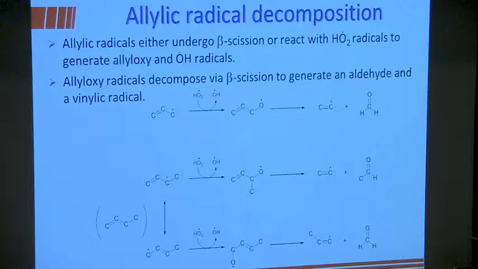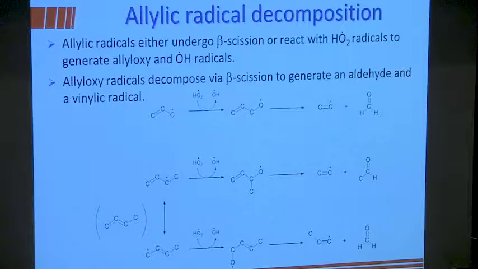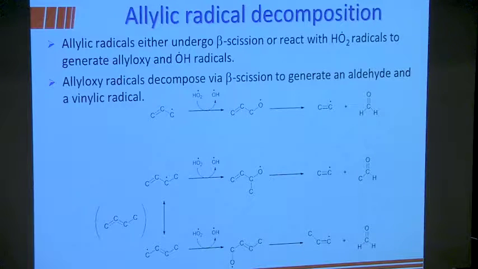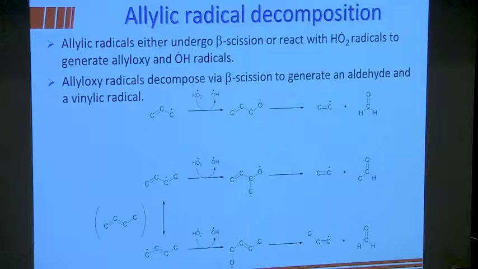Now, at very high pressures, actually, the reaction can lead to stabilization. So you get allyl hydroperoxide, the stable molecule formed. Then that allyl hydroperoxide, with a 43 kilocalorie per mole activation energy barrier, the OO bond breaks, and then you get allyloxy plus OH.